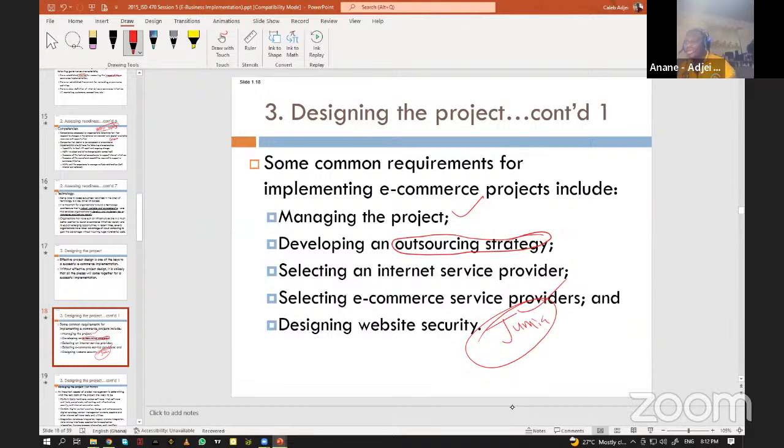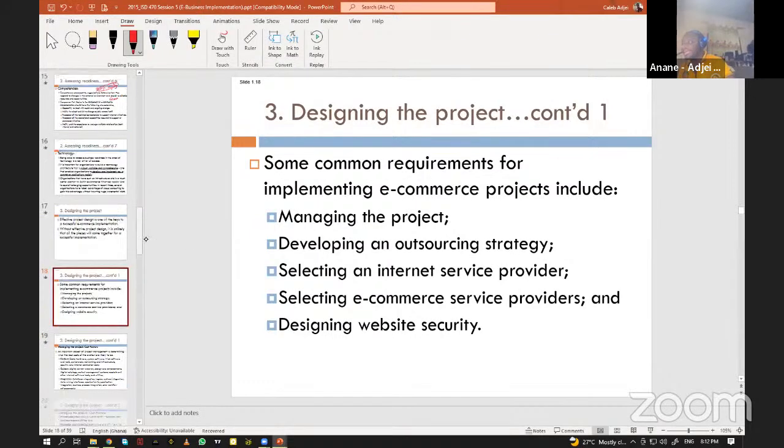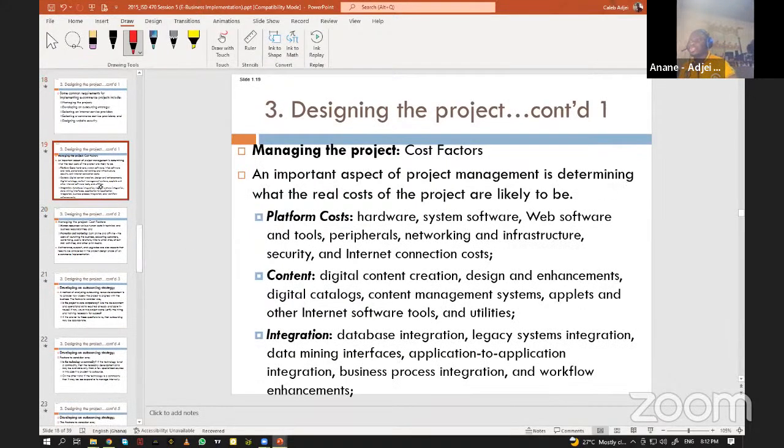Then number two, the last one over here, is you have to design the website security. So if your website is not too secured, people will be able to find ways to break into the security of your system and steal vital information, or probably even order items from you and not pay money. Okay, so you need to make sure you do that.